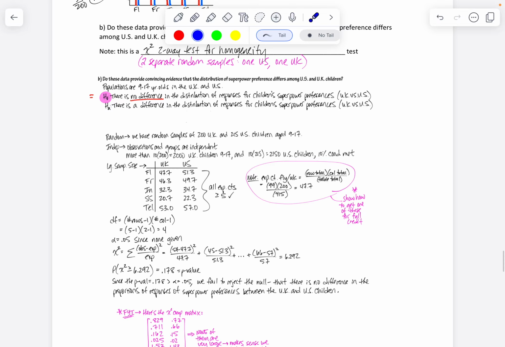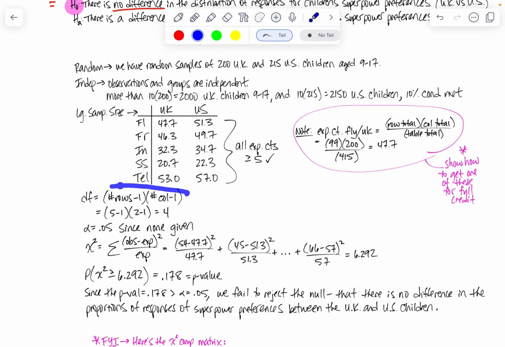Let's go into the math. Remember that the degrees of freedom is this formula for a two-way test because we have a certain number of rows and columns in our matrix. So the number of rows is 5 minus 1, which is 4. And then the number of columns is 2 minus 1, which is 1. And when you crunch that number, you get 4 for the degrees of freedom. Why do we need to know the degrees of freedom? Well, first of all, Desmos gives it to you. But if you're using Table C or your graphing calculator, it will ask you what is the degrees of freedom.